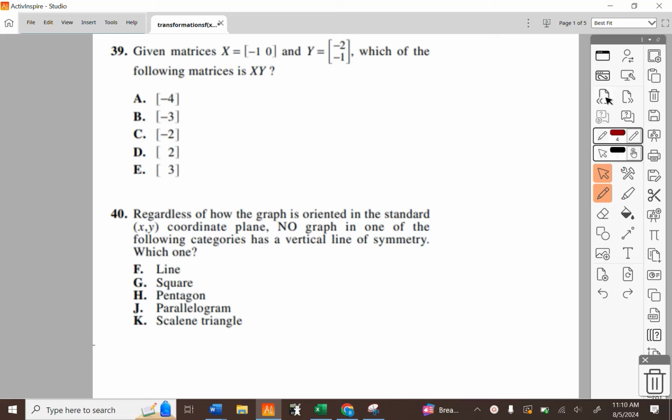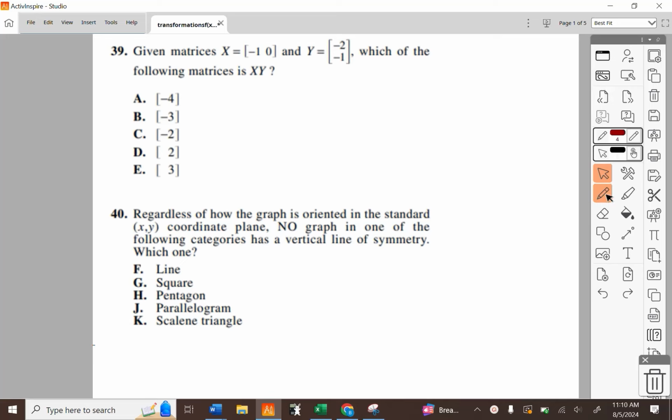Matrix multiplication is something that's going to be new to your class, so here's a practice problem from preparing for the ACT, I think it was 2024. Given the matrices X equals -1, 0, and Y equals -2, -1, which of the following matrices is matrix X times matrix Y? So matrix multiplication is a little bit different.